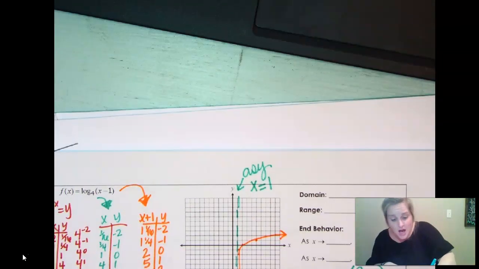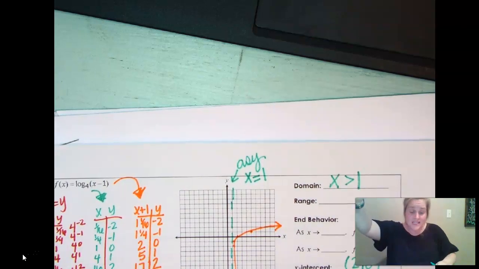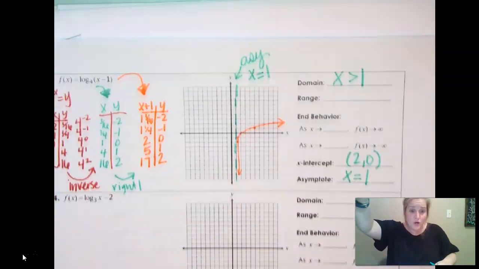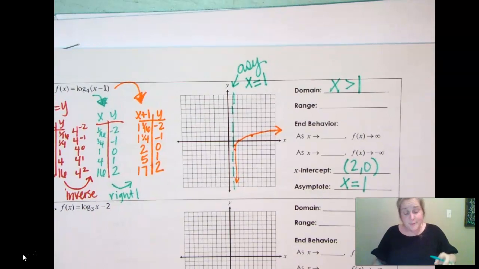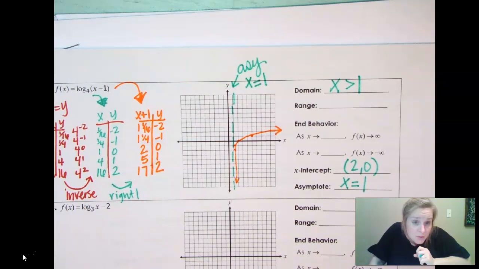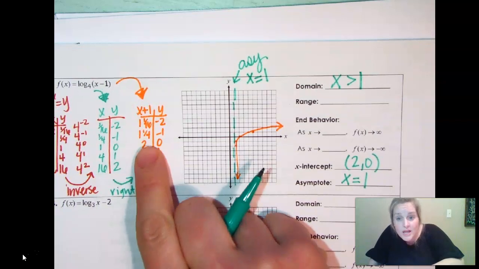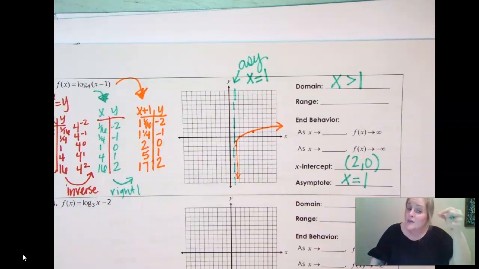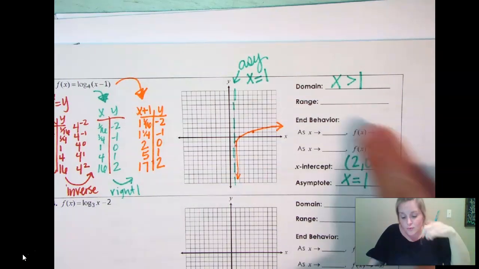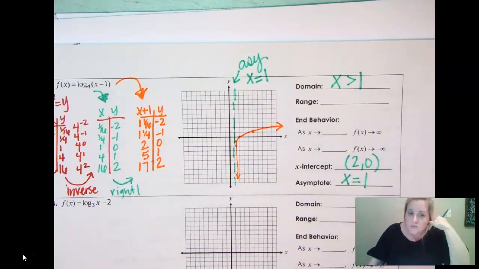Our domain will now be all the x's that are greater than 1, because that's where our asymptote is. We're not getting over there to 0. Again, it's not equal to 1 because this was 1 and 1/16, 1 and 1/4. So it's close to 1 but not touching 1. Okay? Your range, though, is still going to be everybody.